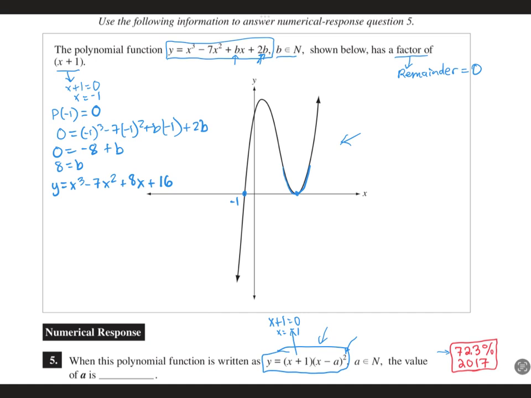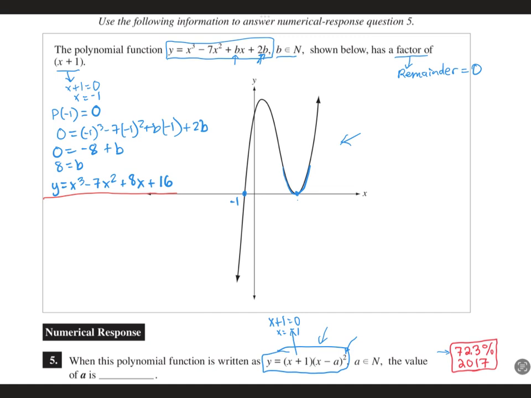So, like I said, you could just put it in your graphing calculator and use the trace button or a zero button. It might have a hard time finding it because of the bounce, but you would figure out that that value is going to be 4. However, if we want to push ourselves a little bit, let's look at doing it algebraically.